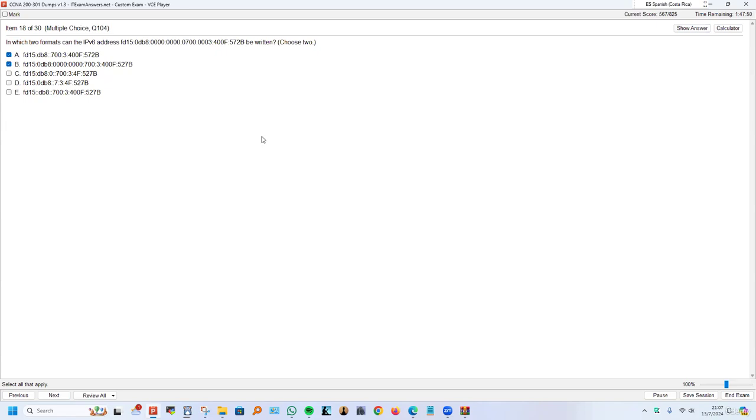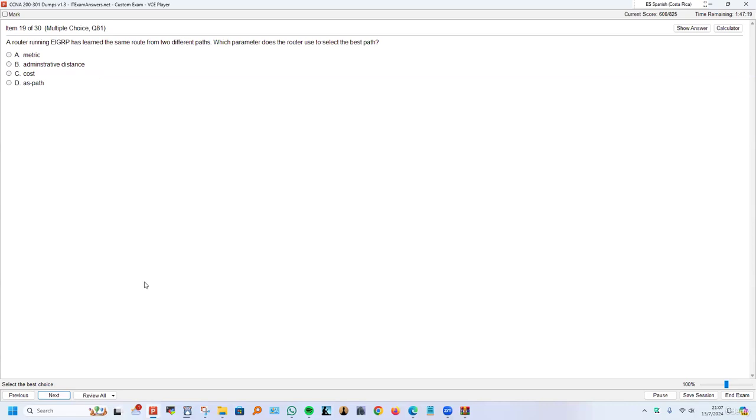Which two formats can an IPv6 address, this one that we have, be written? So the answer A is correct. We got that one right. We need to remember about abbreviation of IPv6 addresses, but we are not doing a lot of abbreviation for this option B because we are using the zeros there. So that is a tricky one. Interesting. Let's go with the following.